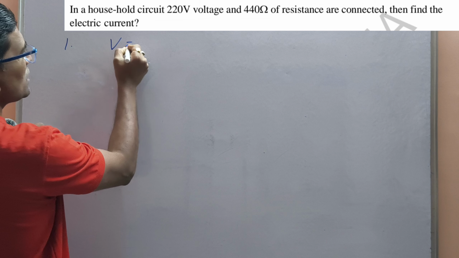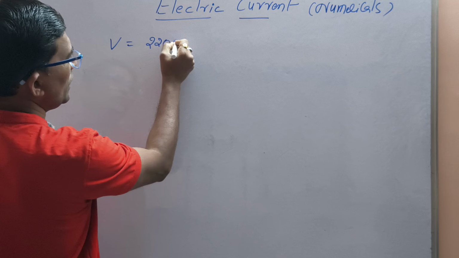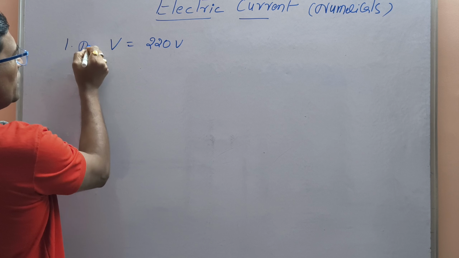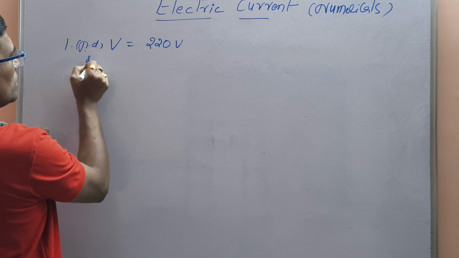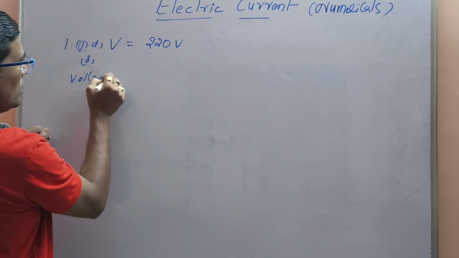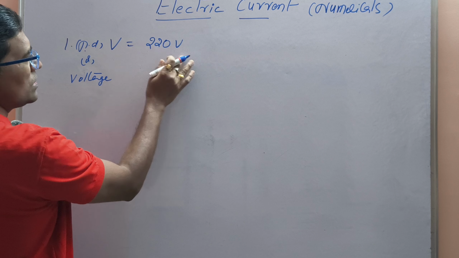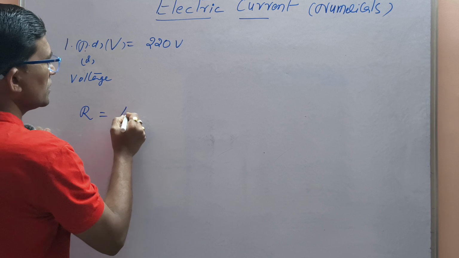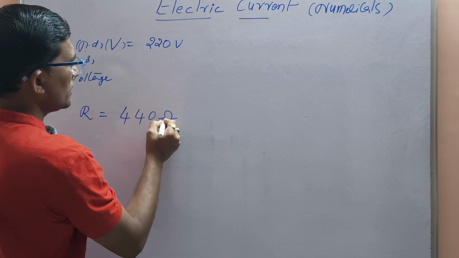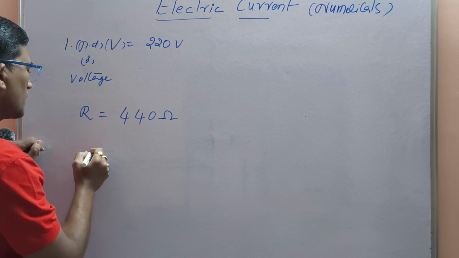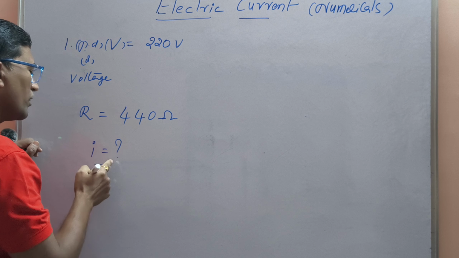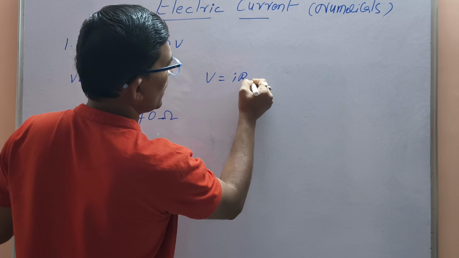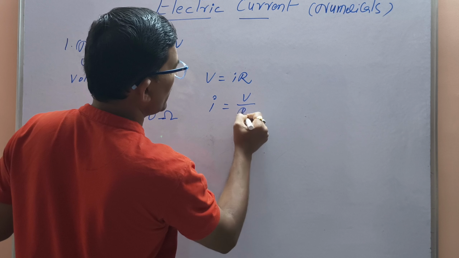The potential difference, or voltage, is given as V equal to 220 volt, and the resistance given is 440 ohm. We have to find the current I. According to Ohm's law, the formula is V is equal to IR, so I is equal to V by R.